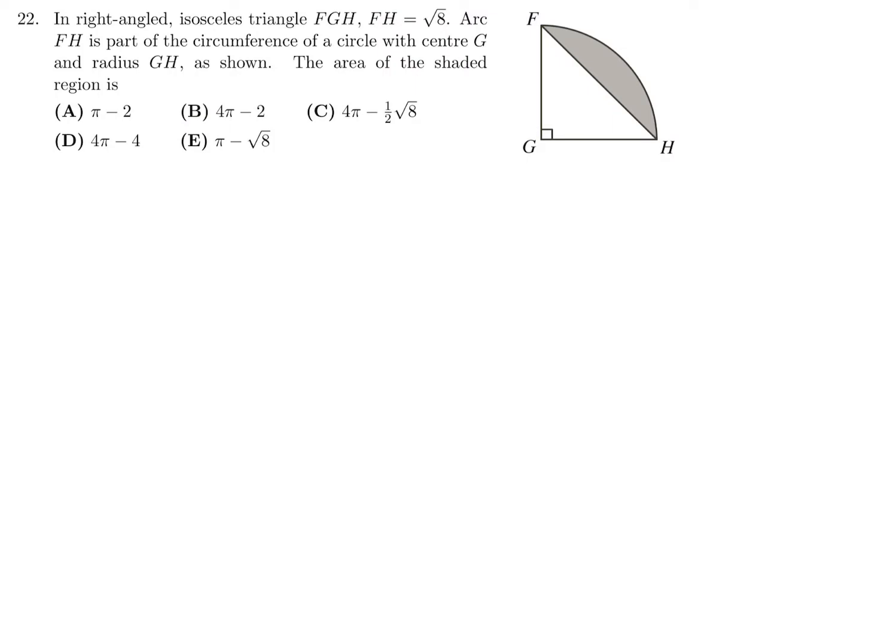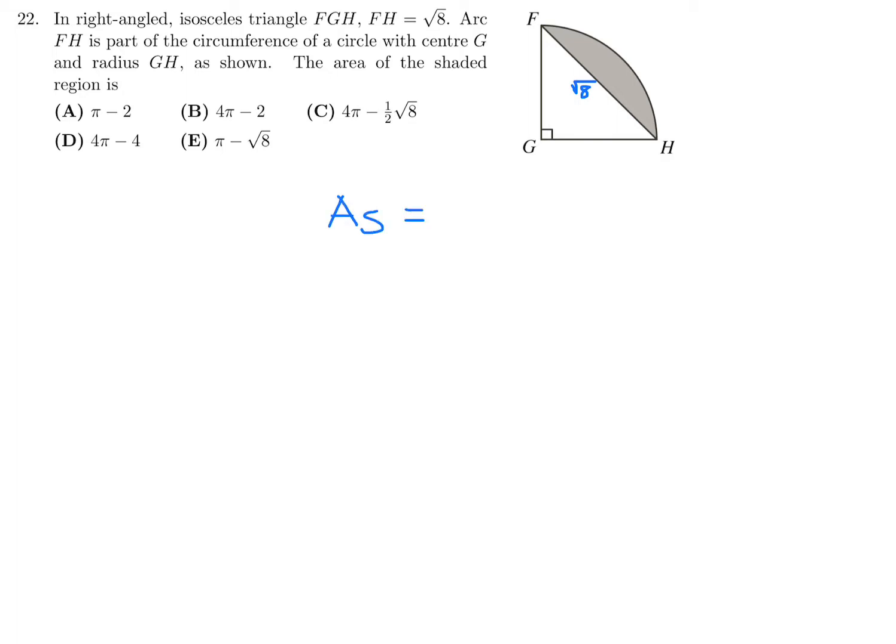In right-angled isosceles triangle FGH, FH is root 8. And the arc FH is part of a circumference of a circle with center G and radius GH. As shown, the area of the shaded region is... Okay. This is a very standard question, appears on math contests a lot. So let's talk about this.